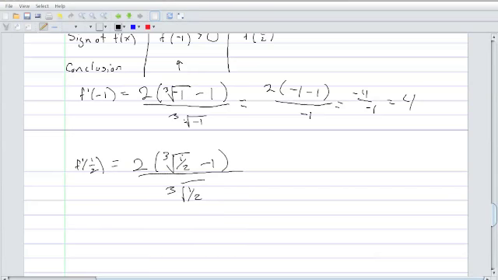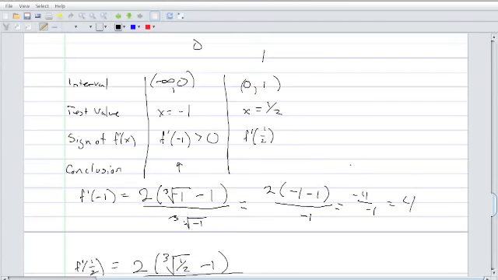I must have done this with the other class. So this numerator is negative. So the whole thing is going to be negative. So f prime of a half is going to be negative. So our original function is going to be decreasing on this interval.